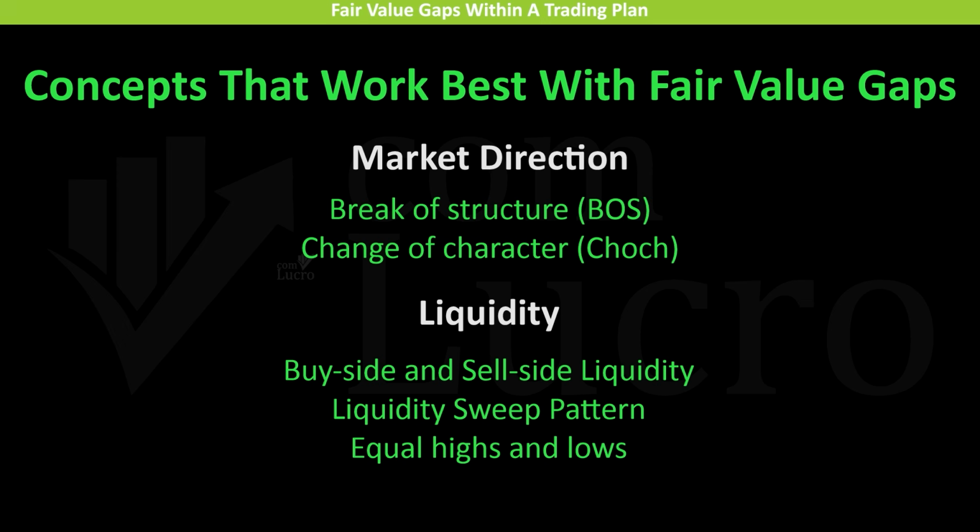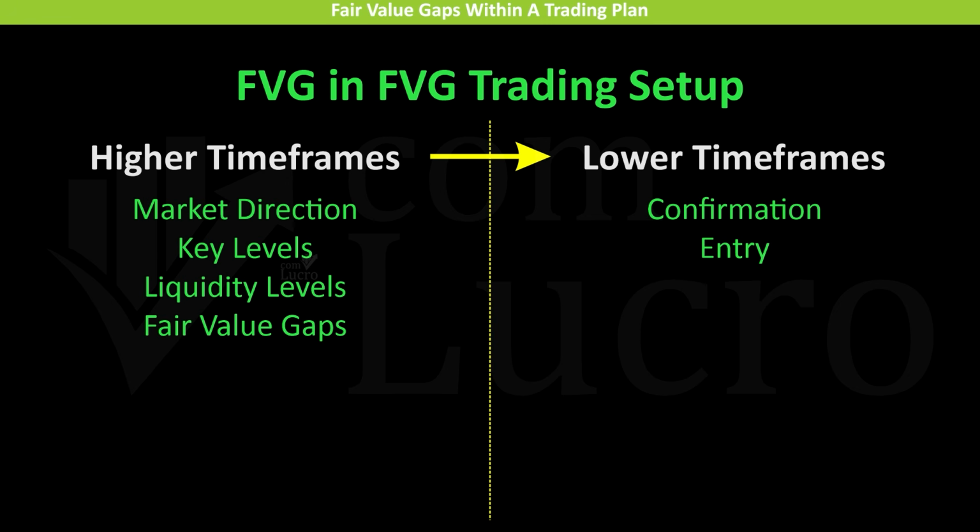This trading plan is built around two main time frames. First, we analyze the higher time frame, where most of the contextual work is done. Here, we study market structure to define direction, key levels, liquidity zones, and most importantly, fair value gaps, which act as optimal trading areas and can offer high-quality setups. In the second step, we move down to the lower time frame to look for confirmations and execute our entries.